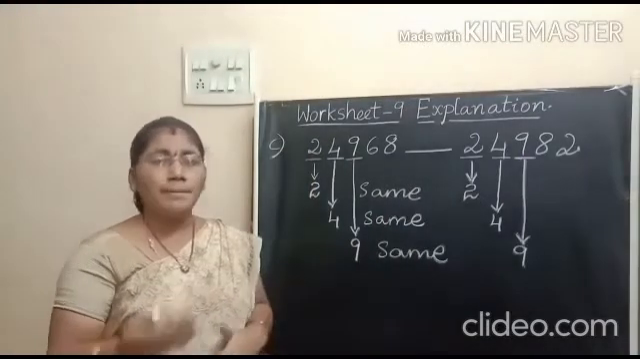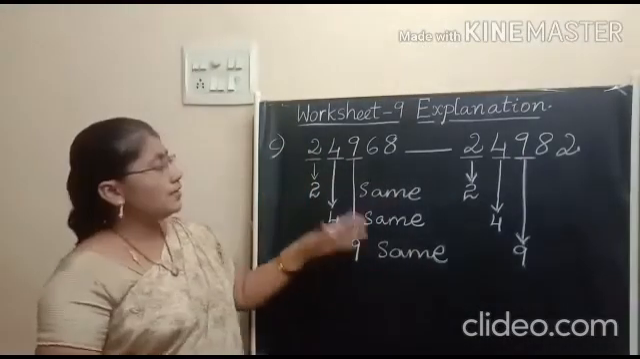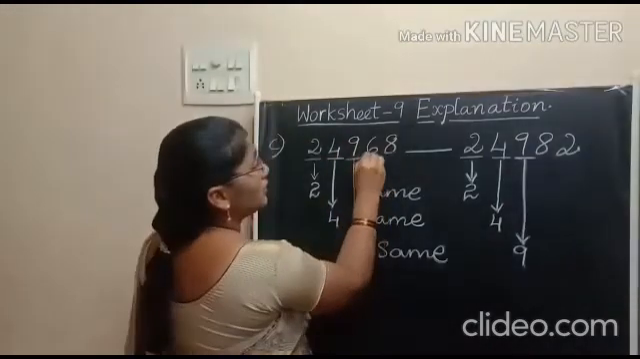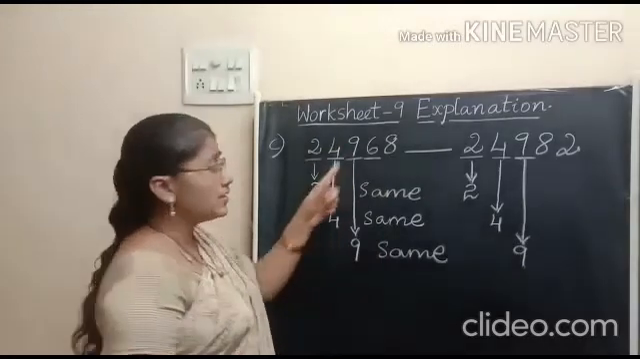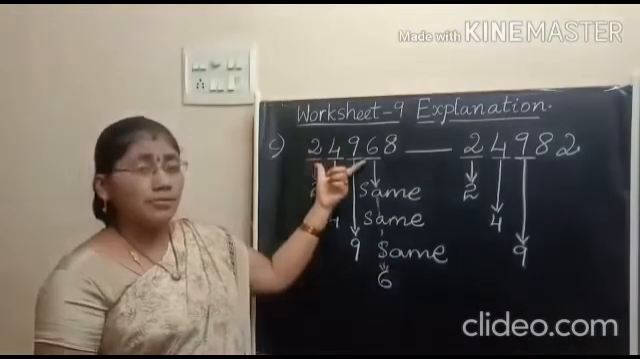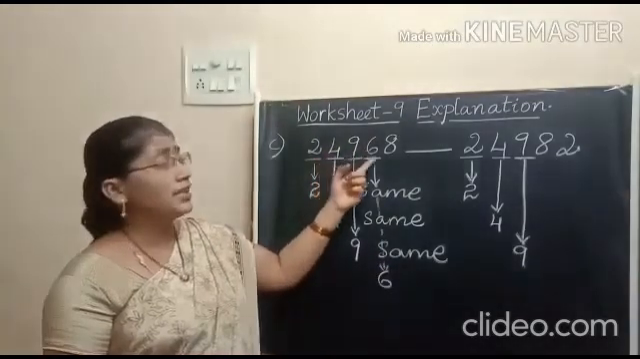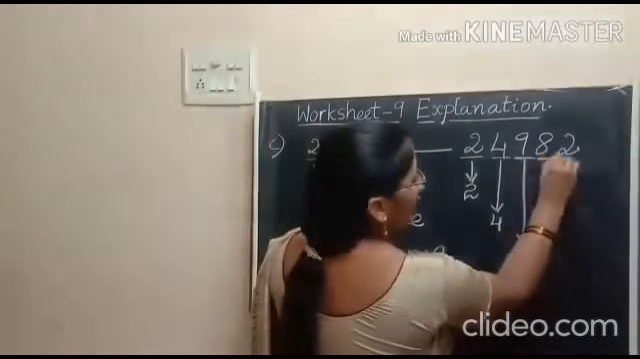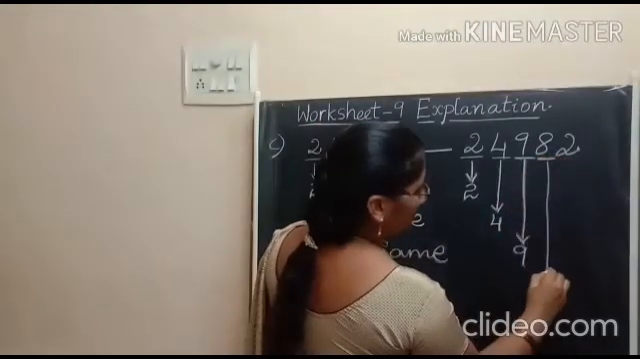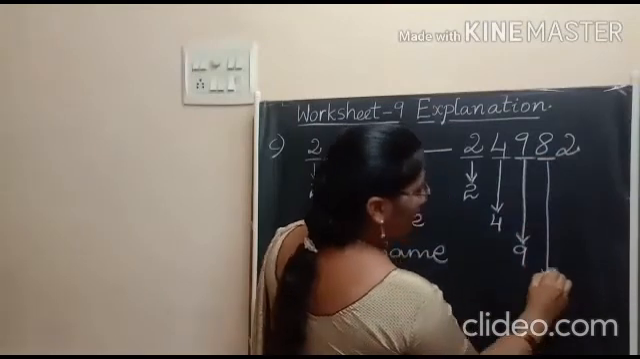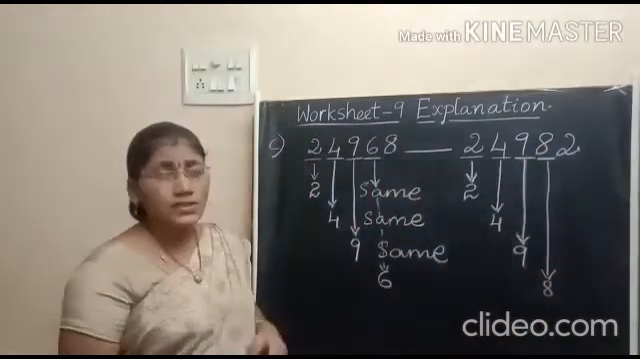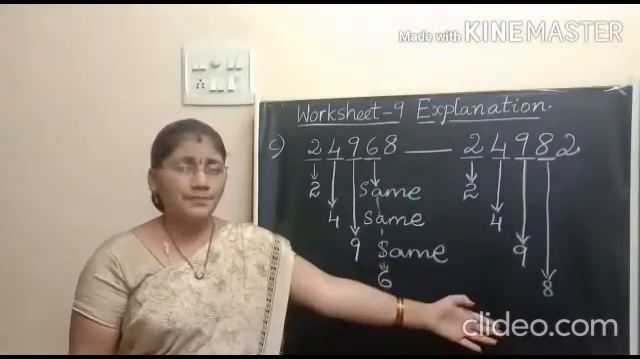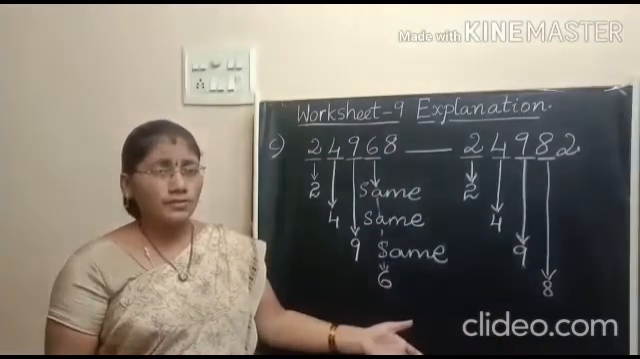We have to compare the next digit, that means the fourth digit. The fourth digit in the first number is 6. The first number has 6 in the tens place, and the second number has 8 in the tens place as the fourth digit. Are these equal? These are not equal.